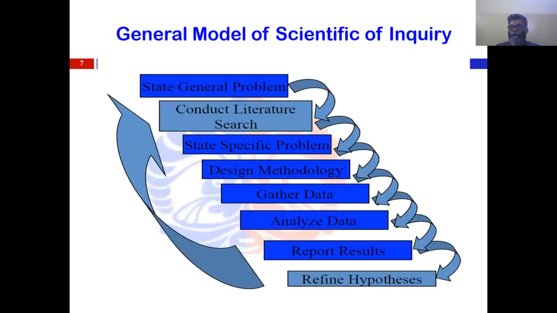So this is the block diagram of the general model of scientific inquiry, starting from state the general problem, conduct literature review, state specific problem, design the methodology, gather the data, analyze the data, report the results, and refine the hypothesis. So once again, general model of scientific inquiry: state the general problem, conduct literature review, state specific problem, define the methodology, gather the data, analyze the data, report the results, and refine hypothesis.